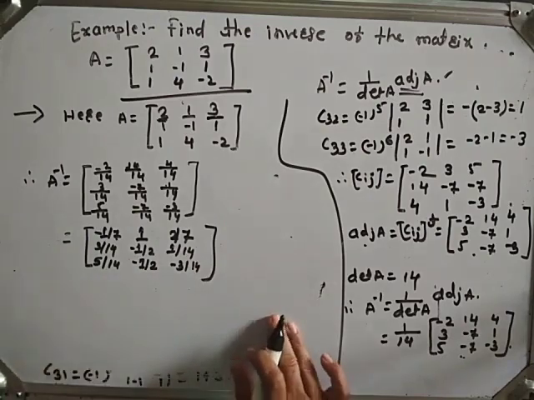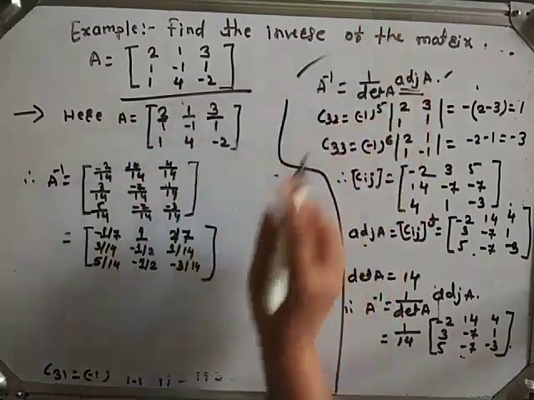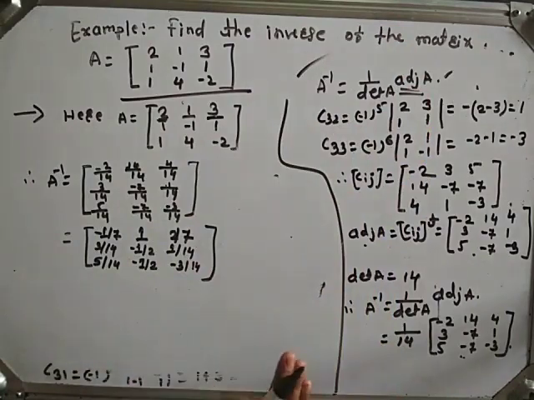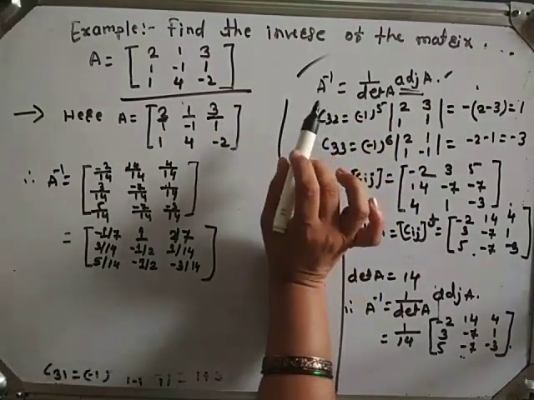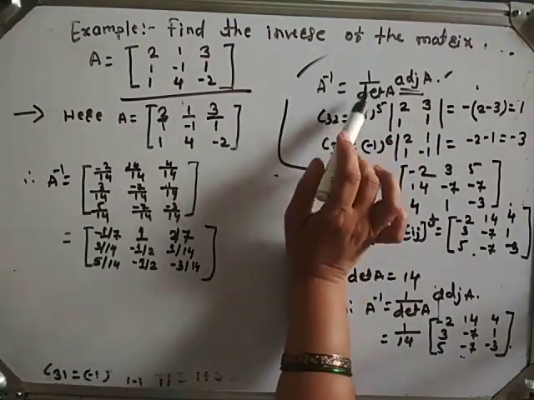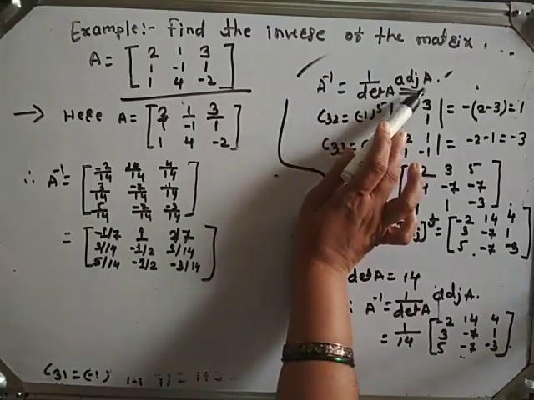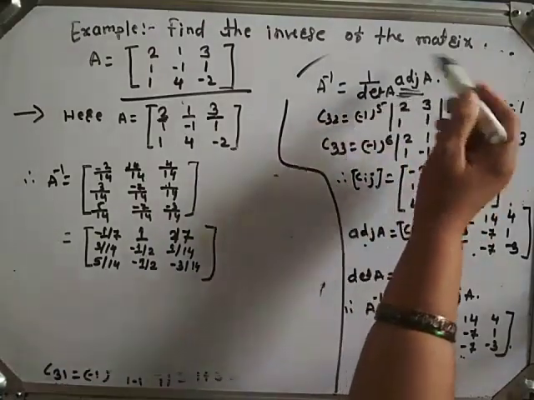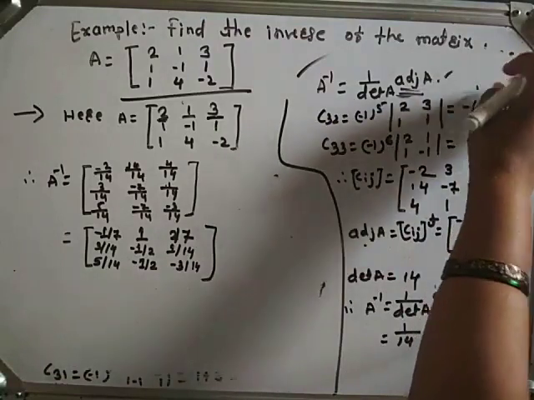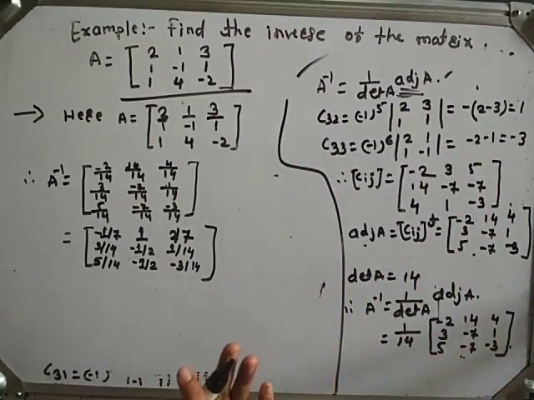Okay students, you have to use this formula to find inverse of a matrix. What is that formula? A inverse is equals to 1 upon determinant of A into adjoint of A, where adjoint of A is equals to transpose of cofactor matrix. Okay, we will stop here.